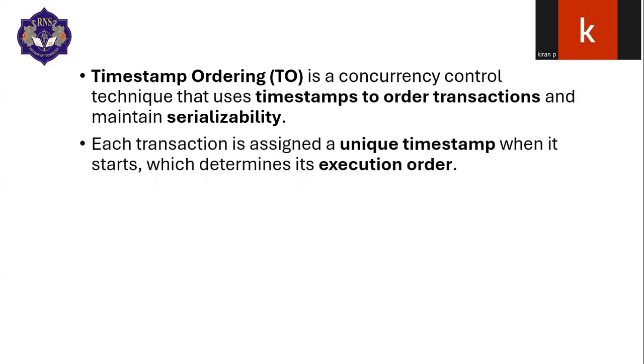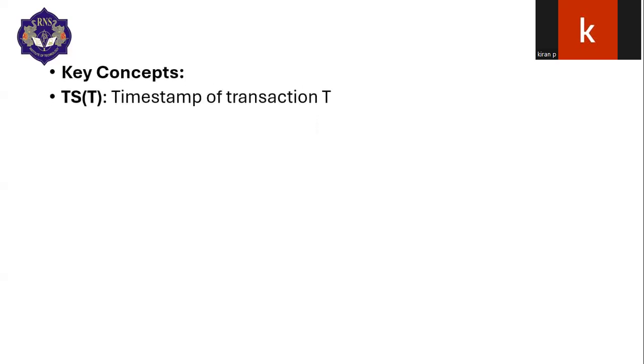The prerequisite is that for each transaction, a unique timestamp should be allocated. I feel the meaning of a timestamp is that it includes the date as well as the time, which determines the execution order. So what are the key concepts? TS of T is a symbolic representation indicating the timestamp of a particular transaction T.